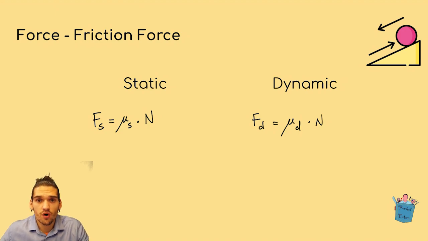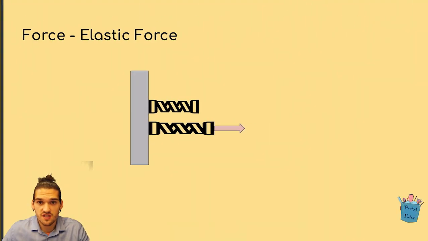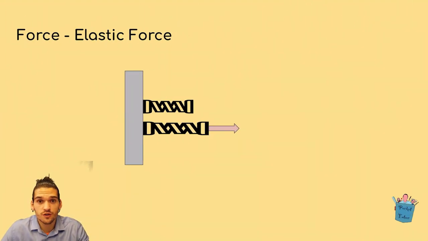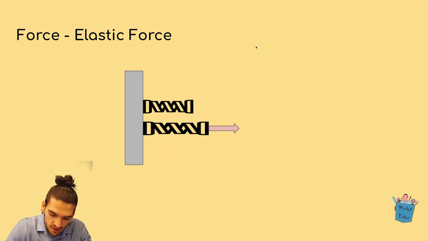Now, it's not really important where this force comes from. We'll see it much more in depth during the exercises that we'll see next video. The other force that we talked about that we're going to use in the next videos is the elastic force. Now, the elastic force is also called Hooke's law and is written this way.